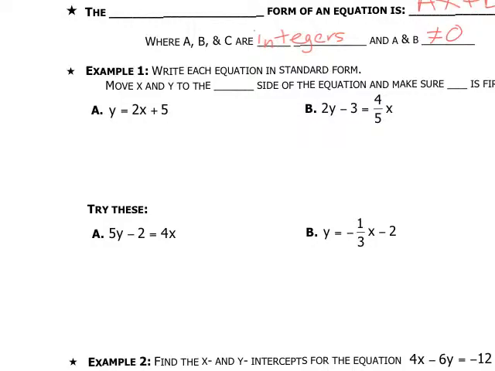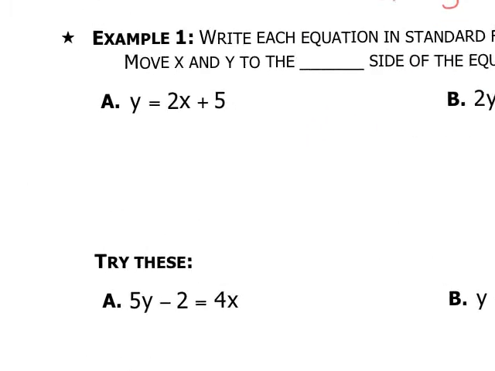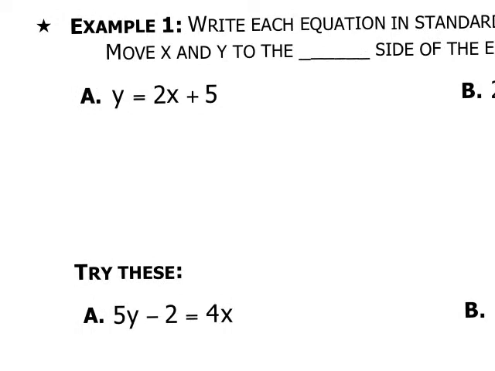Alright, so let's look at A. I need to get X and Y to the same side and the number to the opposite side. So if I want X and Y on the same side and the number on the opposite side, what should I move here? The 2x, right? So I'm going to move this 2x over here to the Y side, and then my 5 will stay put over here. Again, anytime I go across the equal sign, I have to do an opposite operation. So I'm going to subtract 2x from both sides.